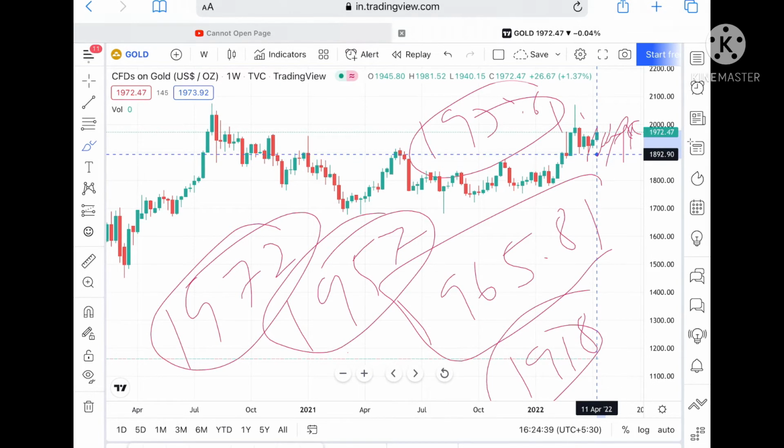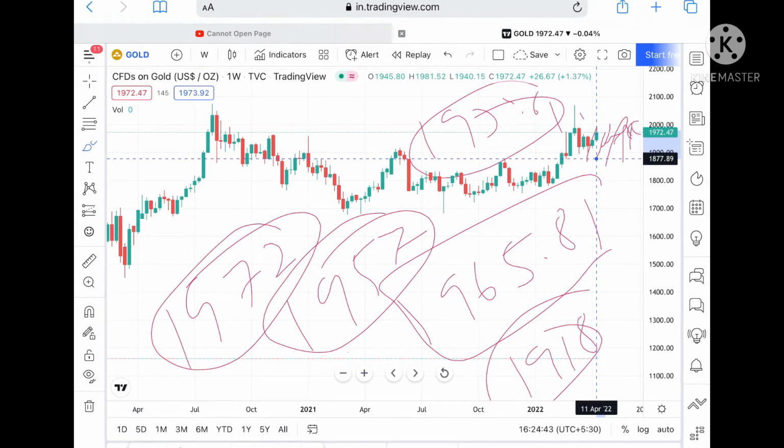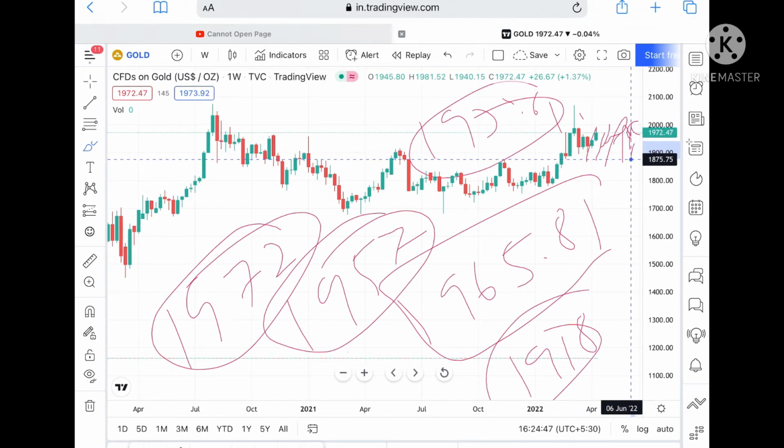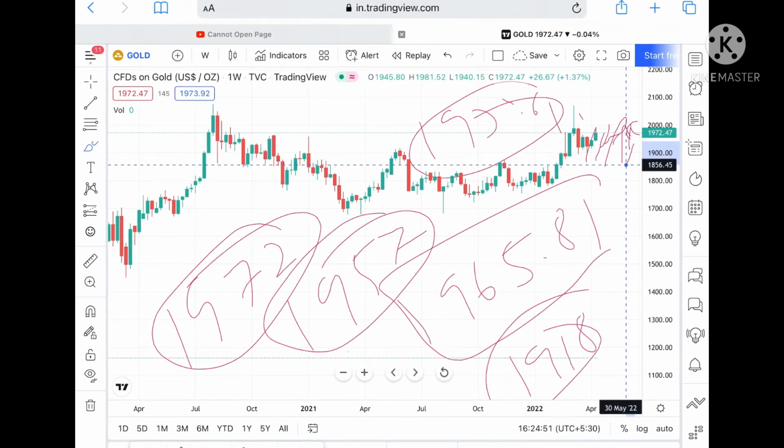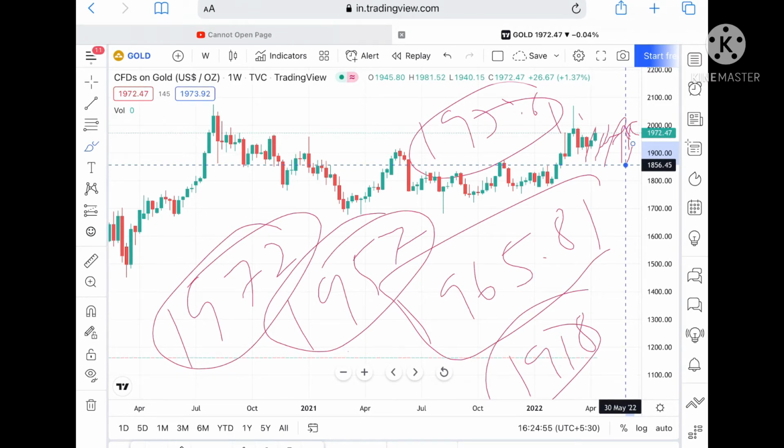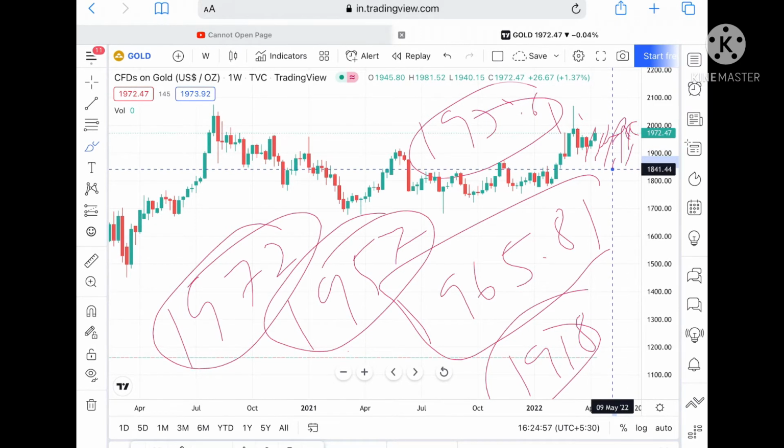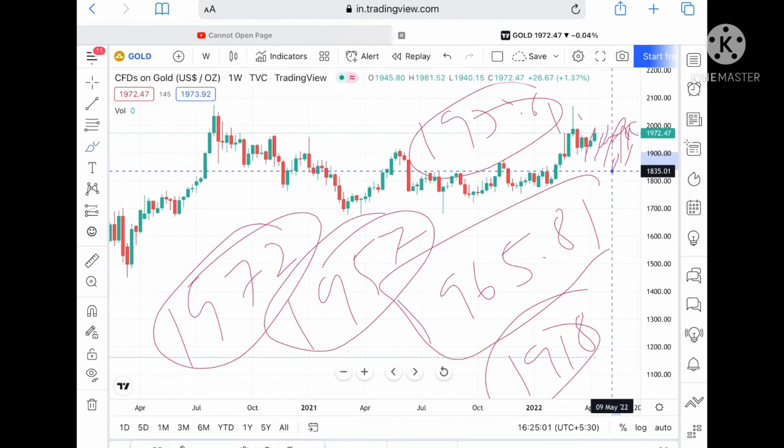Once the price goes below 1918, we can see it can fall further and touch a level of 1895, and from there it can fall further towards a level of 1877. Suppose the price goes below this level, then it can touch a level of 1875, and from there fall further towards a level of 1856. If the price goes below this level, it can fall further towards 1835, and from there towards a level of 1830.72.